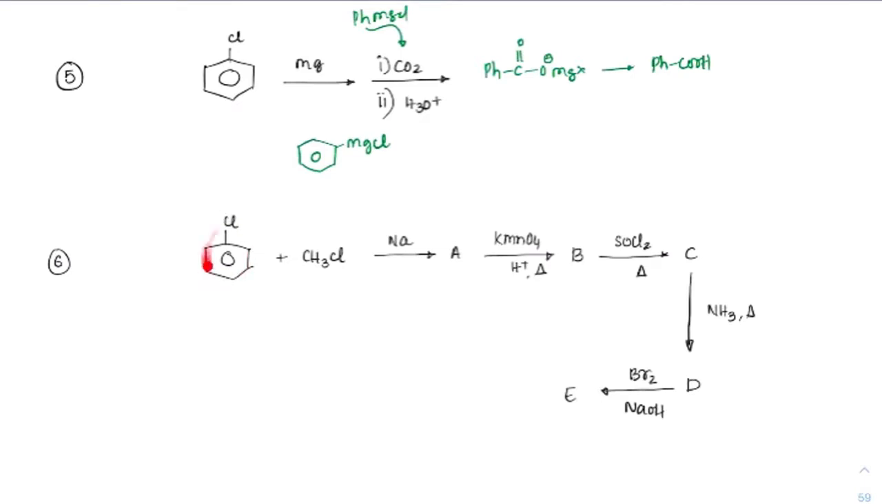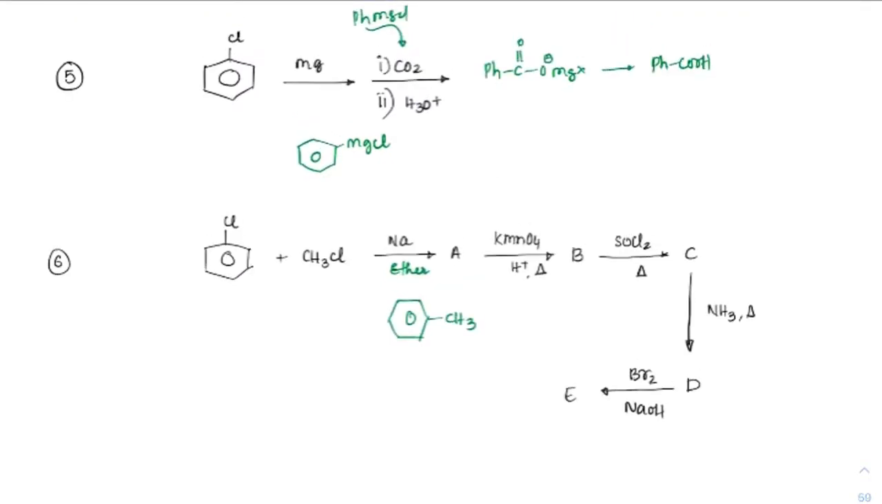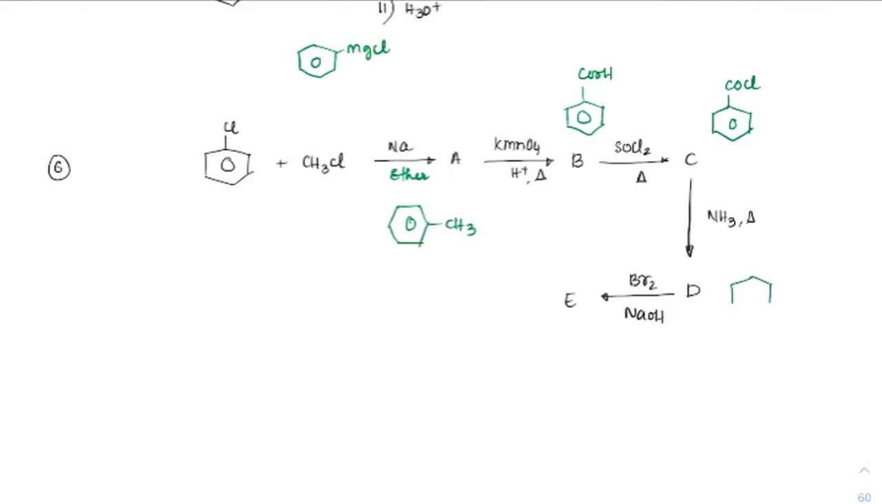Next, you see this one with aryl chloride and alkyl chloride. If both of them react in the presence of sodium and ether, what do we get? This is the Wurtz-Fittig reaction. It would give us toluene. Toluene on oxidation will give benzoic acid. So we'll get benzoic acid as B here. Then with SOCl2 we get the acid chloride, COCl. NH3, ammonolysis, so we will get CONH2.